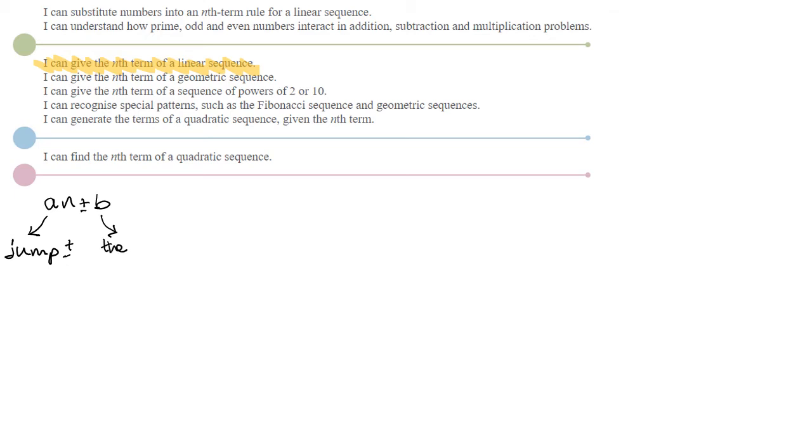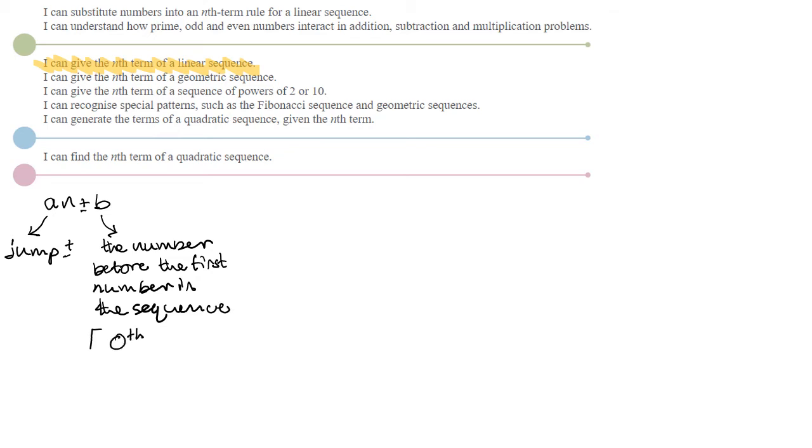So the number before, or the term before the first term or number in the sequence, and I'm going to call it the nth term. So like you've got the first term, the second term, let's call it the nth term. If we can find those two things, then we've got the nth term rule.